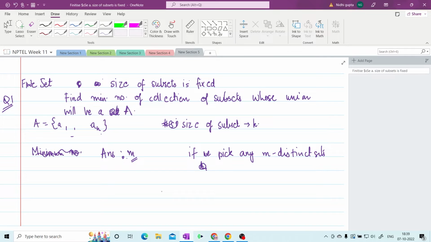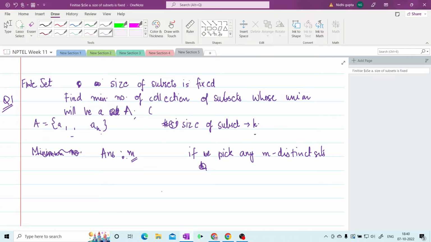In this question, I understood that we want to find the minimum number of collections whose union will be A, and in this collection any two sets should have a non-empty intersection. Yes, ma'am. First let's see if we can find the minimum number of collections whose union will be A. Suppose the size is k.